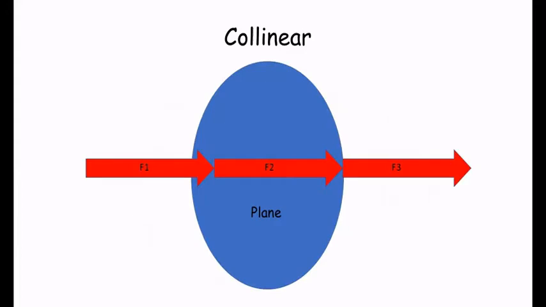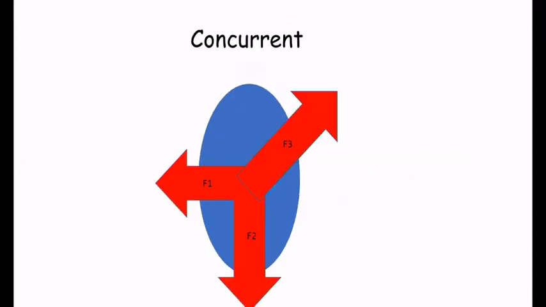Collinear. In this there is an empty plane and the forces acting are F1, F2, F3. They are acting at a line of action. It is known as collinear. In concurrent force, in an empty plane, the forces F1, F2 and F3 act at a junction point. It is created at a junction point. It is known as concurrent force.